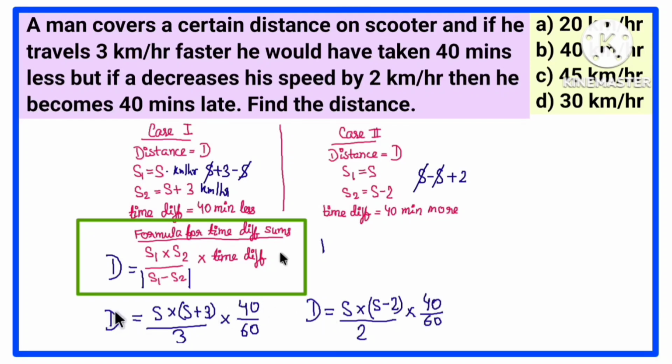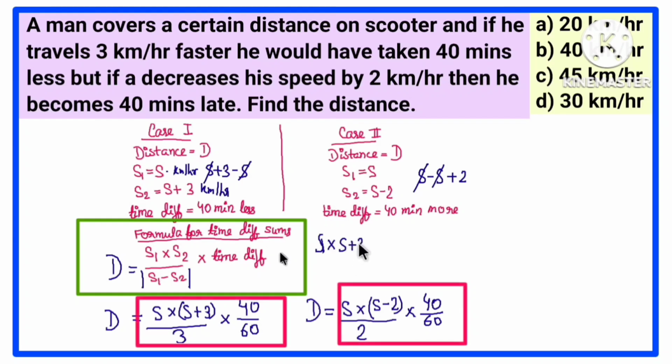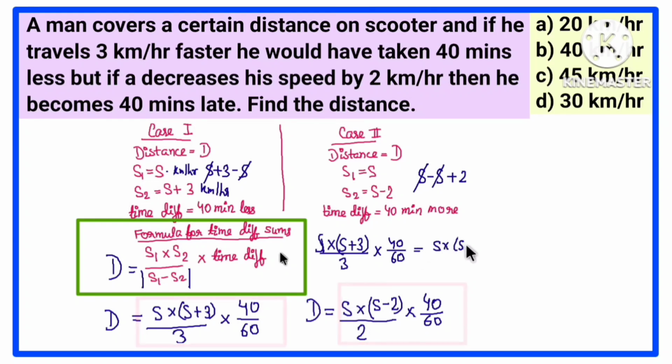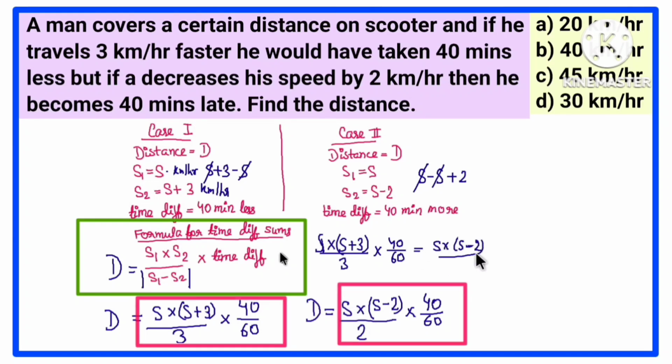So here, as in case 1 and case 2, distance d is the same in both cases. So we can say this right hand side and this right hand side are also equal, because the left hand sides d and d are equal. Now if we equate the right hand side of both equations, we get s multiplied by (s + 3) divided by 3 into 40 by 60 equal to s multiplied by (s - 2) divided by 2 into 40 by 60.